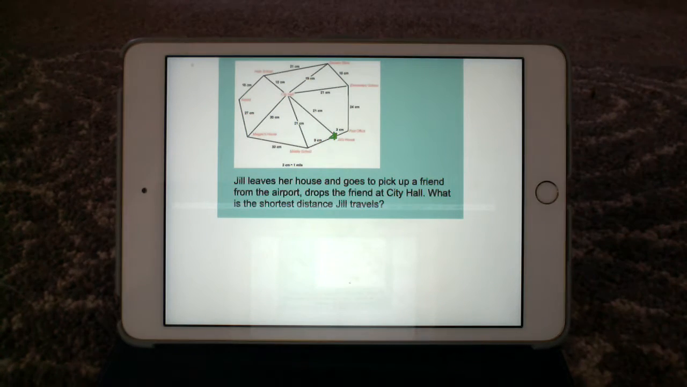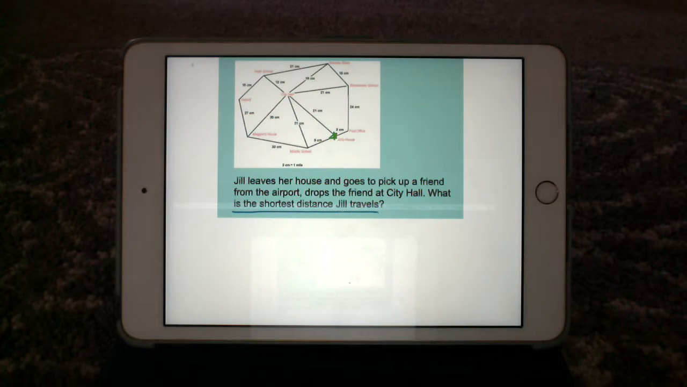So first thing I want to do is figure out how to get to the airport. And then as I continue to read, I notice that we want the shortest distance. So I look at a couple different ways for me to get to the airport. One, which I'm going to use for black, is to just go all the way around. So we have a 9, a 33, and a 27.